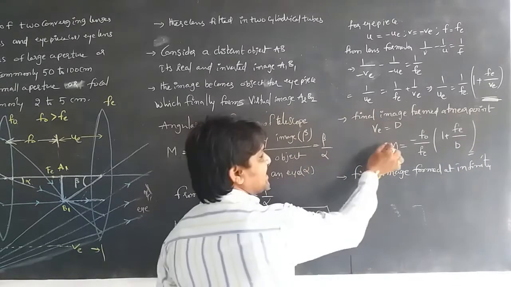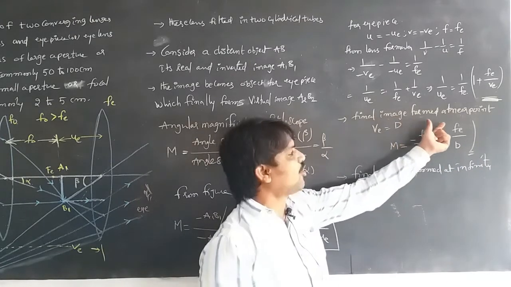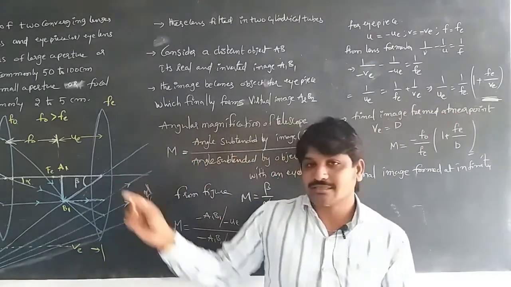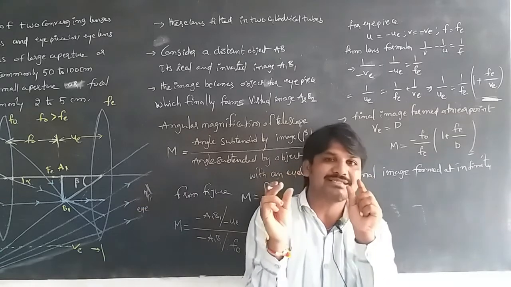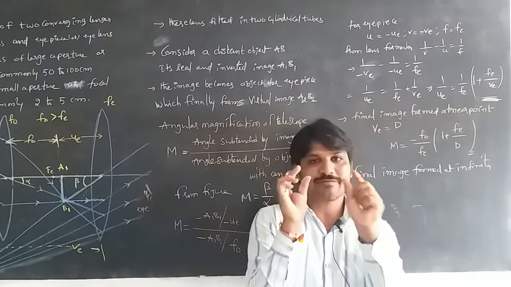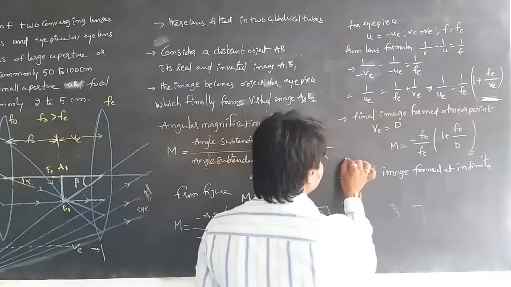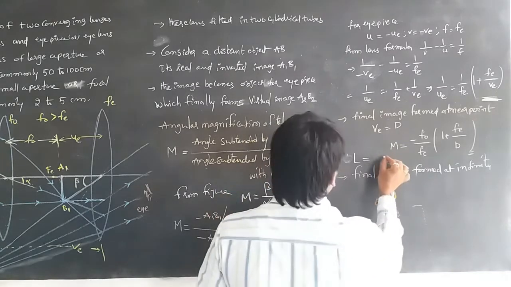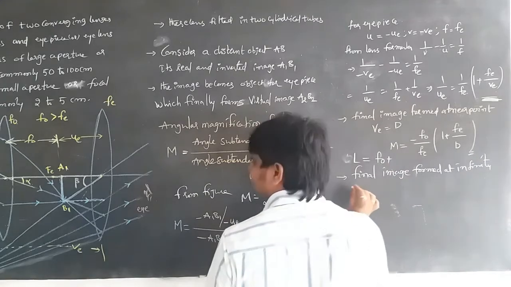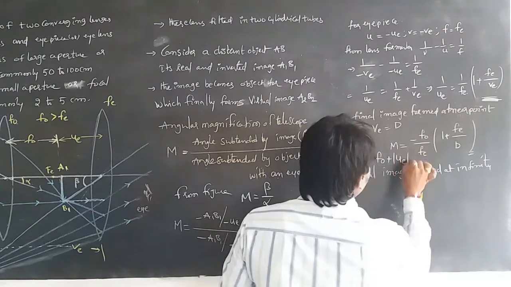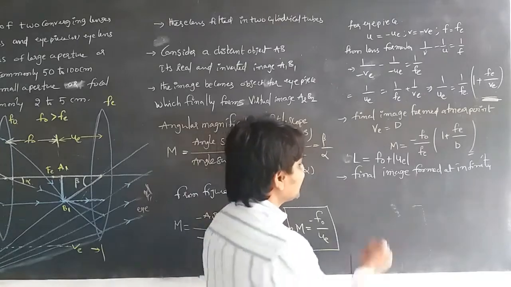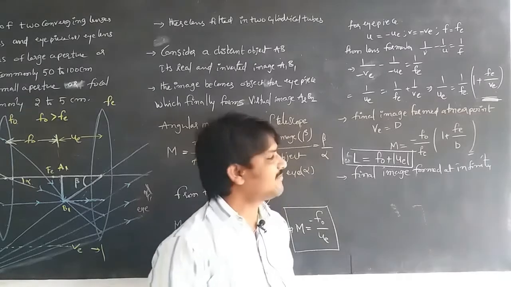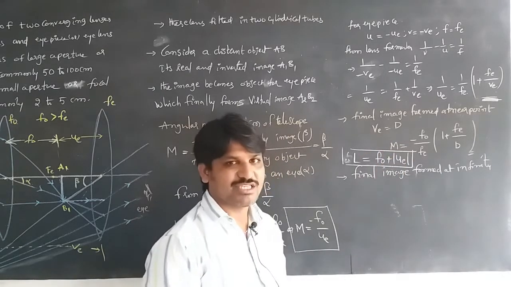And one more thing, whenever the final image is formed at a near point, the distance between the two lenses of the telescope, the eyepiece and objective, is taken as L, which is F naught plus mod UE, meaning the value must be taken positive. So this is the distance between the lenses whenever the final image is formed at a near point.